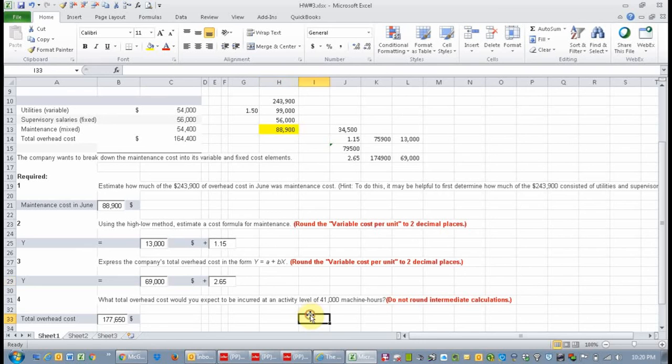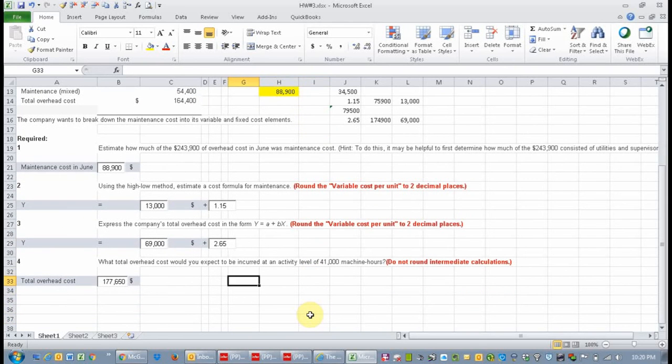Okay, so then finally, now that we have our two equations, it's now in part number 4. It's asking us what total overhead cost you would expect to be incurred at an activity level of 41,000 machine hours. So now we just plug in 41,000 into our equation. So we get $69,000 plus $2.65 times 41,000 hours. Okay, that calculates to a total of $177,650 for our total overhead cost. And there we have the right answer.